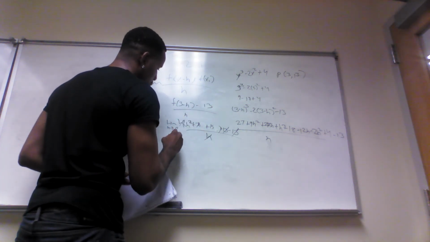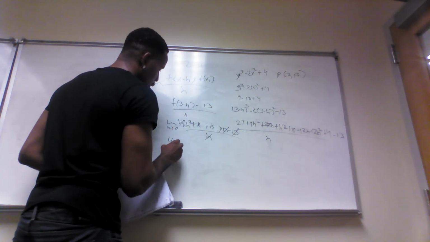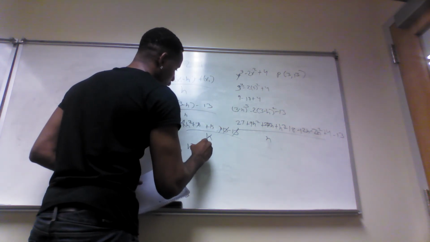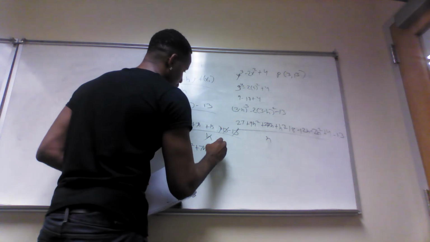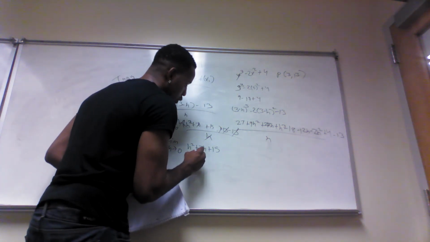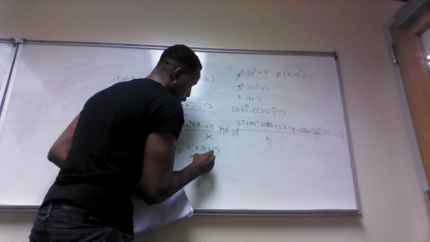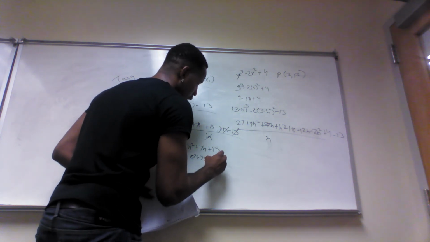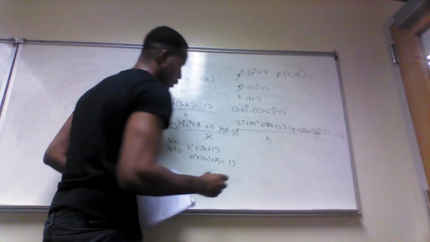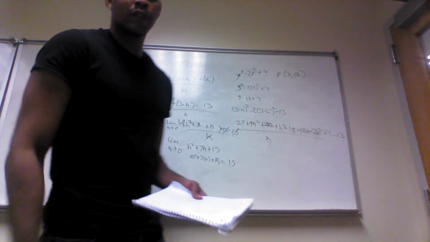Now you're left with the limit as h approaches 0 of h squared plus 7h plus 15. We're going to plug in 0 for the h's, and we're going to get 0 squared plus 7 times 0 plus 15, which is going to give us 15. And that's how you solve it for that portion.